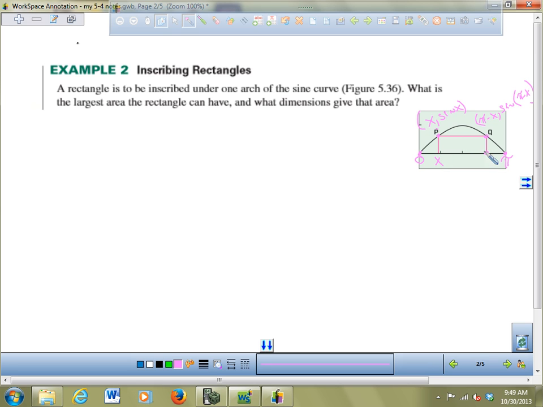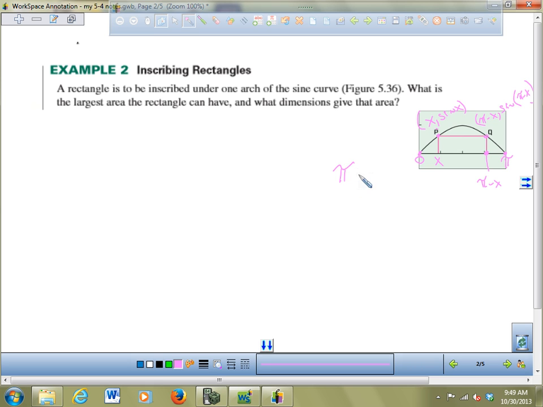What is this dimension from here to here? How would I figure that out? Kind of weird, but you can do it. If this x value is pi minus x, and this point is x, how could I find the length from here to here? Pi minus 2x. Oh, is that right?